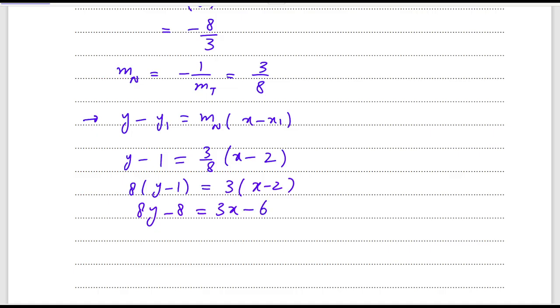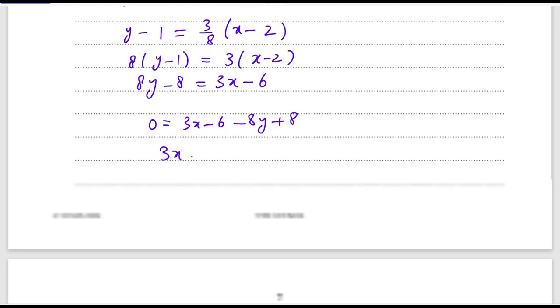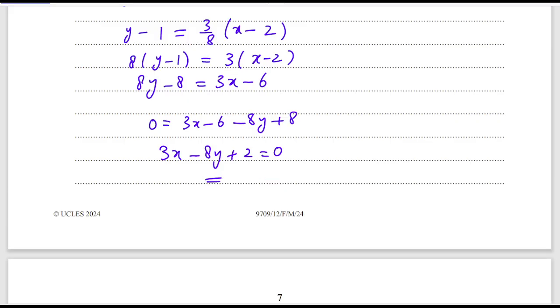So move everything to the right. 0 is equal to 3x minus 6 minus 8y plus 8. So this expression becomes 3x minus 8y plus 2 equals 0, which is the required equation of the normal in the desired form.